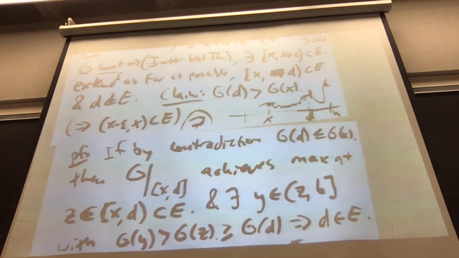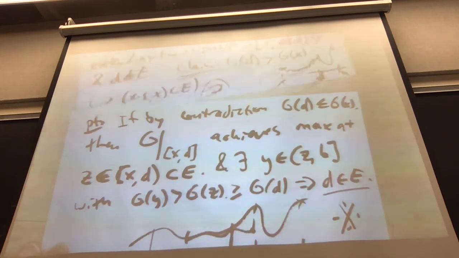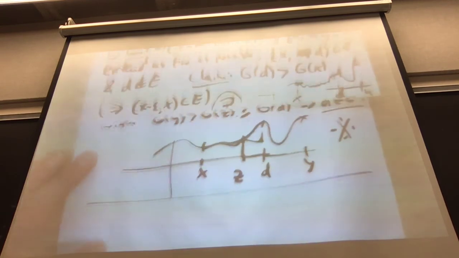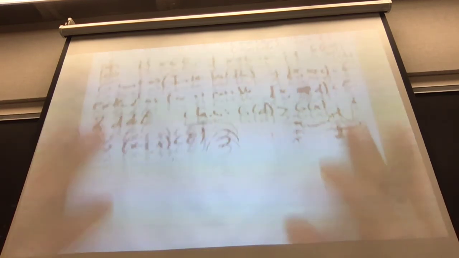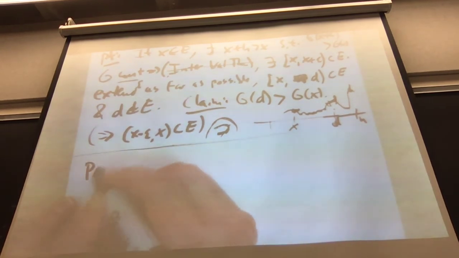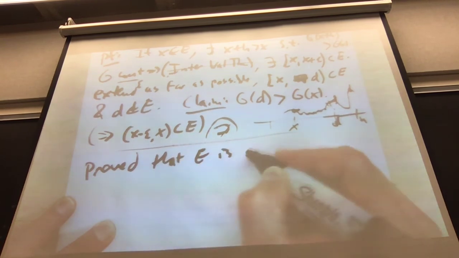Okay, so this is a contradiction because D is not in E. So we have this claim. Everybody can see that. So let me slide it over here. Once we have this claim, we know that E is open. So E is open, proved that E is open.